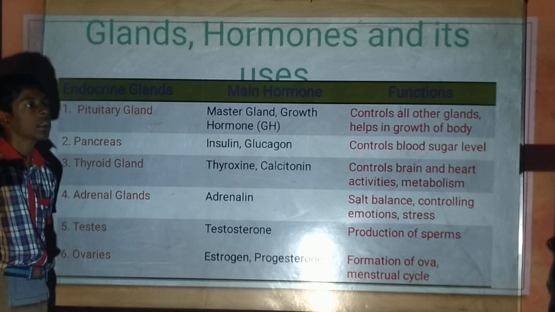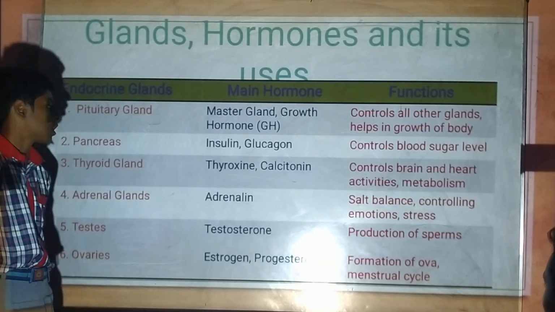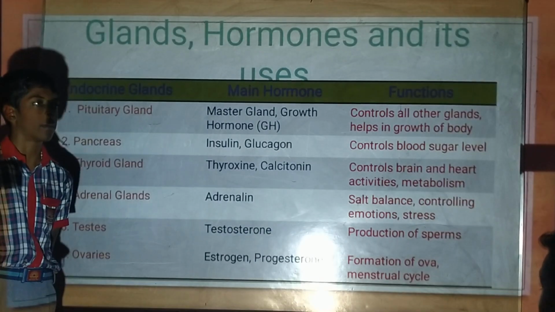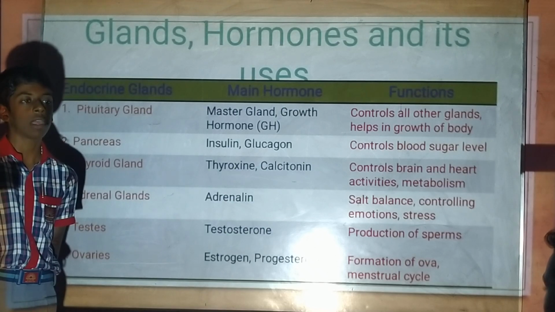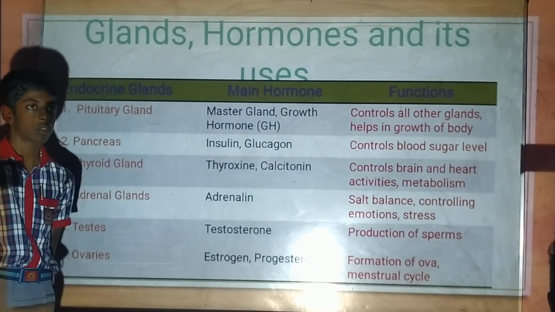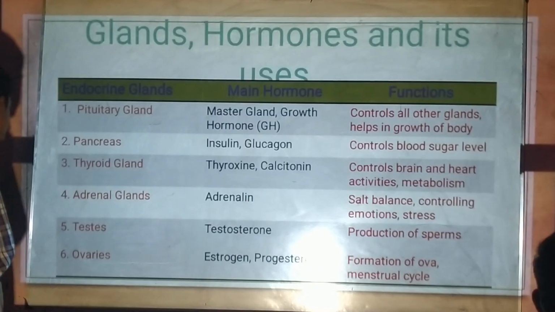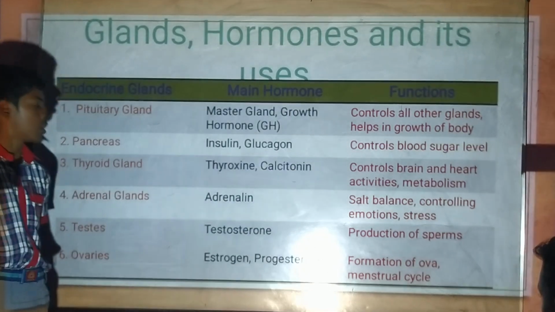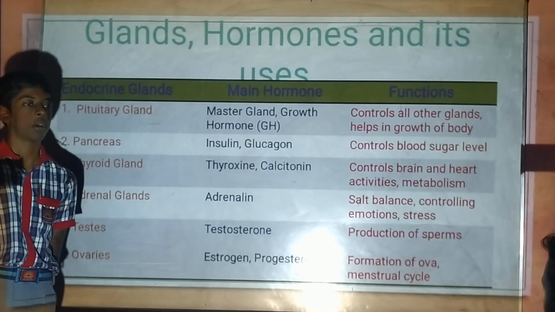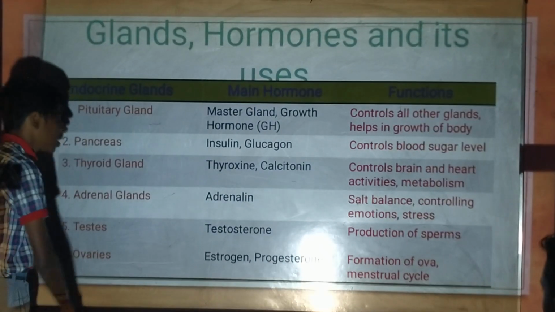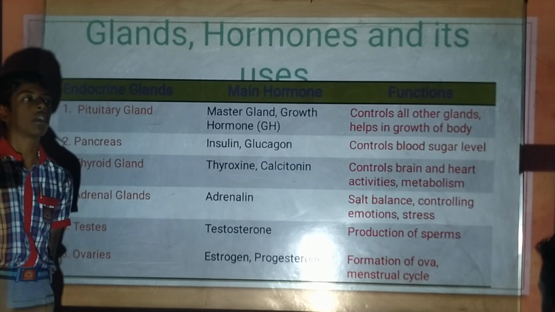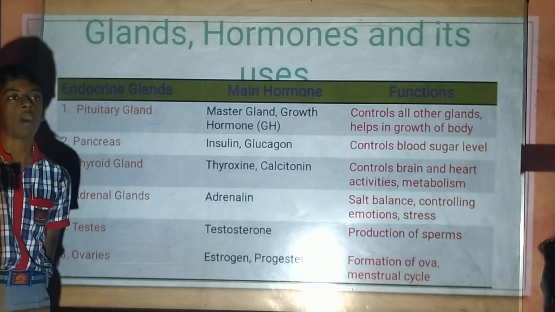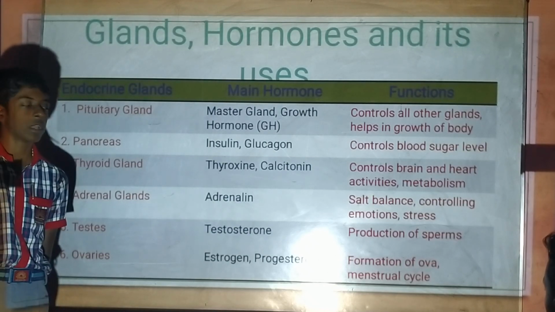Adrenal gland. The adrenal gland produces adrenaline and other hormones. It is helpful in salt balancing of the body, helps to control emotions, and helps to reduce stress, etc. Testes. The main hormone produced by the testes is testosterone, and it helps in the production of sperms. Ovaries. The main hormones produced by the ovaries are estrogen and progesterone. They help in the formation of ova and help to develop the menstrual cycle.